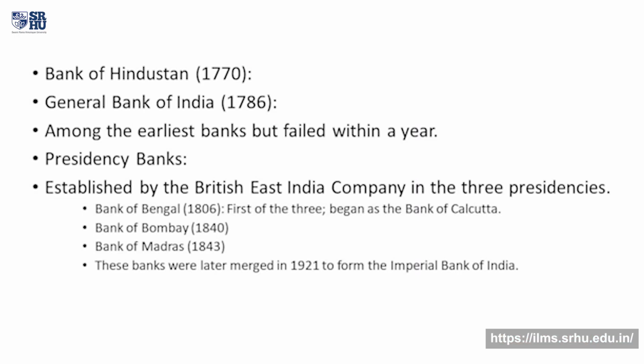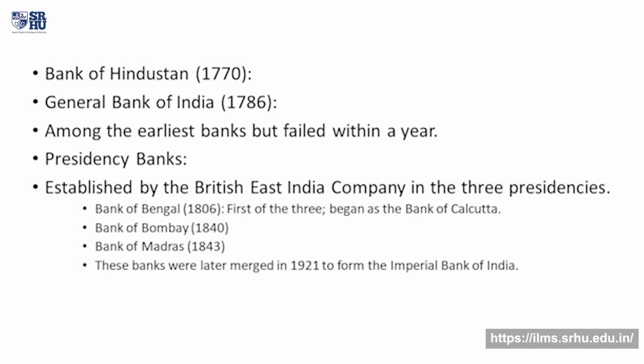The best example of the pre-independence era is the Bank of Hindustan, established in 1770. Its headquarters was in Calcutta and it is considered the first bank in India. It stopped operations in 1832 due to financial difficulties. Next, the General Bank of India, which began operating in 1786, was among the earliest banks but failed within a year.